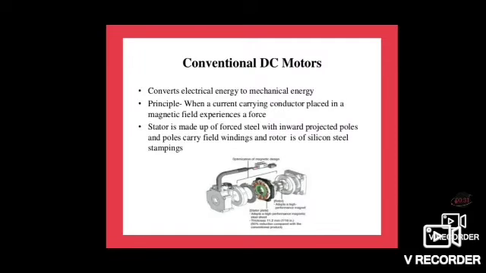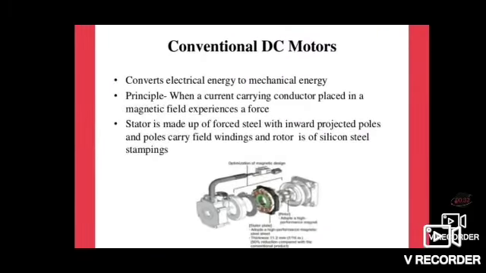First we will see about the conventional DC motor. It is used to convert electrical energy to mechanical energy. It works on the principle that when a current carrying conductor is placed in a magnetic field, it experiences a force.